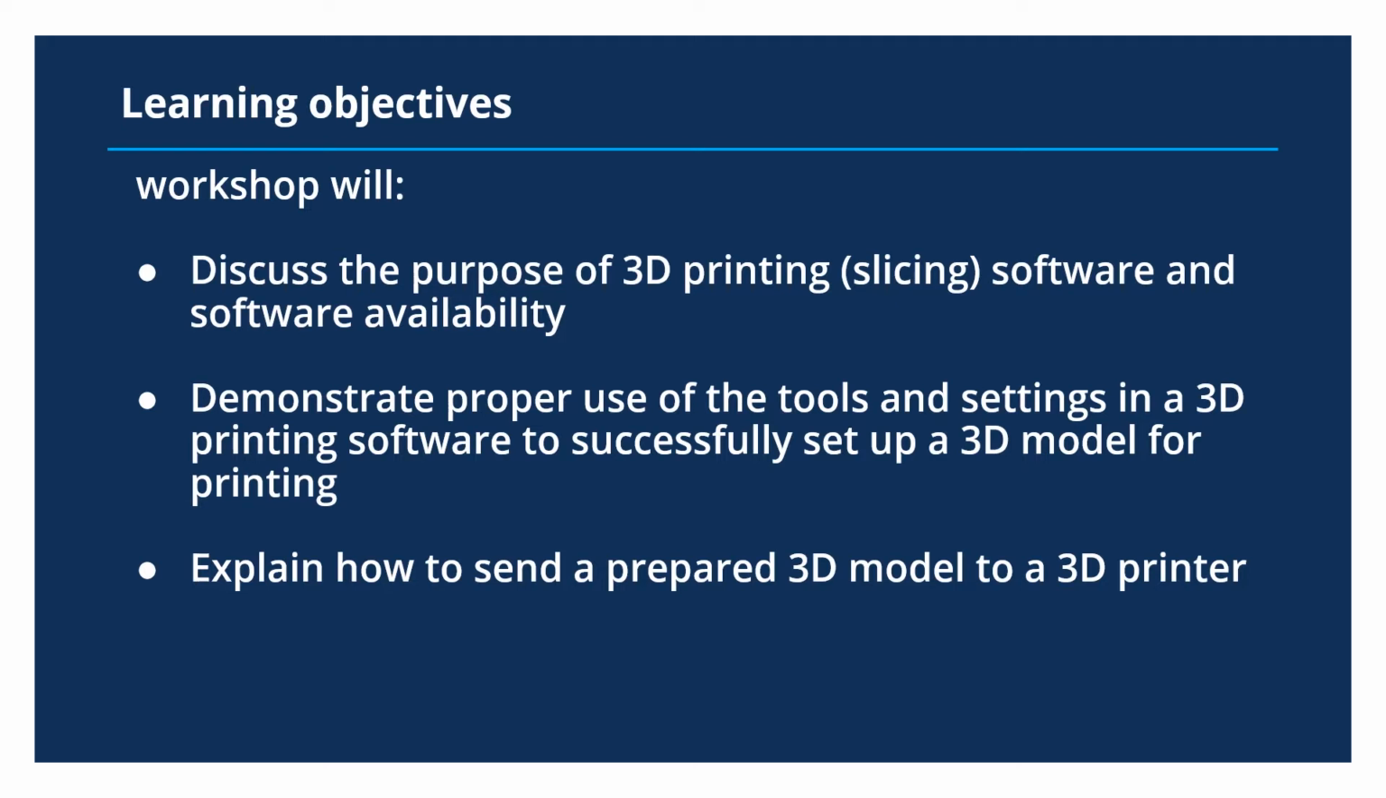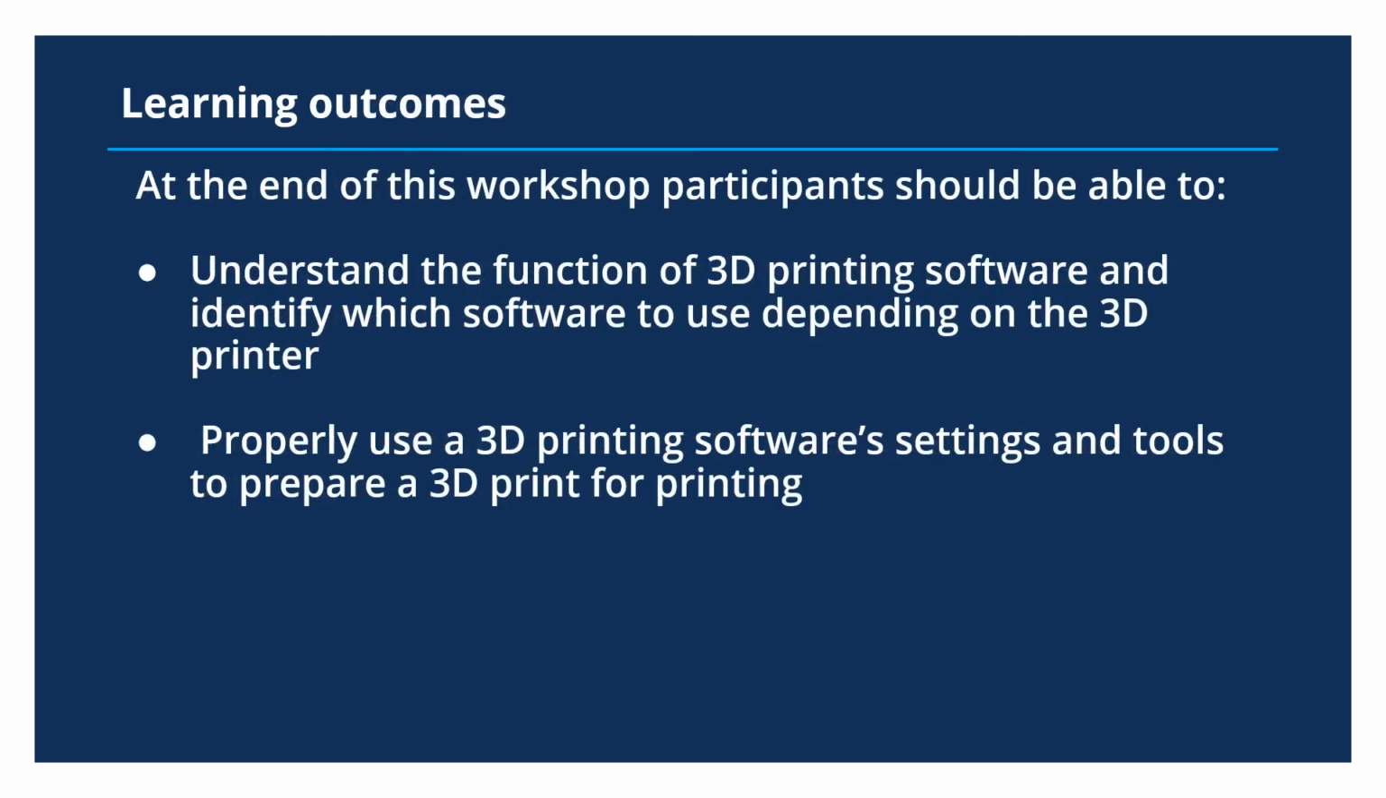This workshop will discuss the purpose of 3D printing or slicing software and software availability, demonstrate proper use of the tools and settings in a 3D printing software to successfully set up a 3D model for printing, and explain how to send a prepared 3D model to a 3D printer. At the end of this workshop, participants should be able to understand the function of 3D printing software and identify which software to use depending on the 3D printer, and properly use a 3D printing software settings and tools to prepare a 3D print for printing.